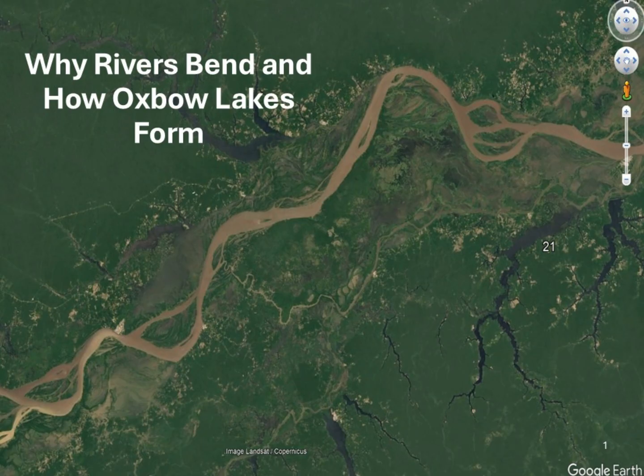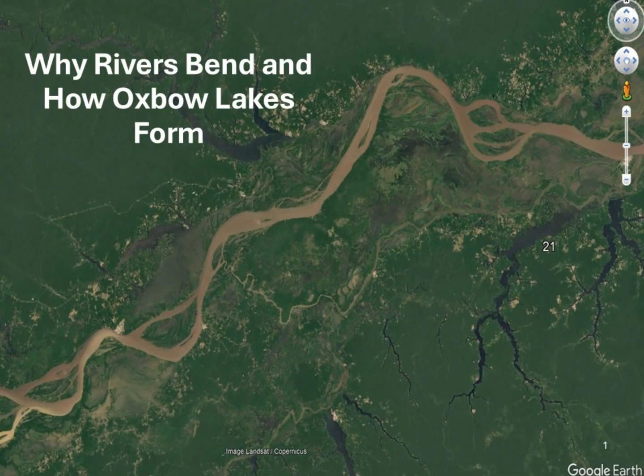No matter where we are on Earth, when we look at rivers from above, either on maps, aerial photographs, or satellite images, one of the most striking things we notice is that rivers rarely flow in straight lines. Instead, they bend and curve across the landscape in sweeping loops called meanders. If gravity pulls water downhill, why do rivers spend so much time moving sideways?